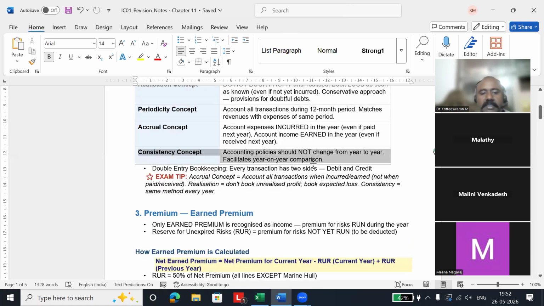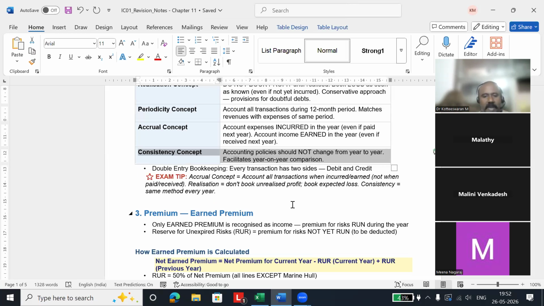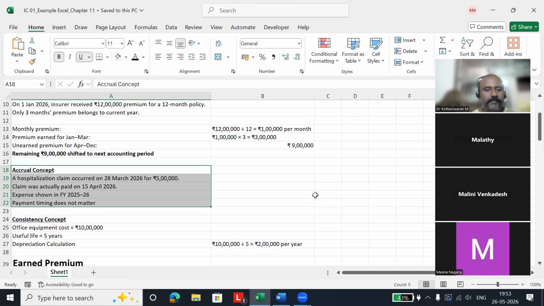Next we have consistency concept. Consistency is not a complicated concept. It's a basic rule. If you have one type of accounting this year, every year follow the same type of accounting. Do not change it. If you change, we cannot compare. If you have a different concept in 2025 and a different concept in 2026, we cannot compare the profit. It will not be the correct profit. So when an insurance company is following a concept, follow the same kind of concept every year. This is called consistency concept.